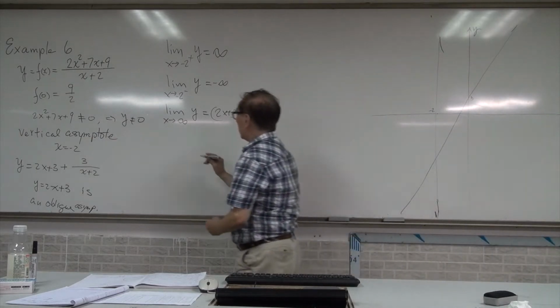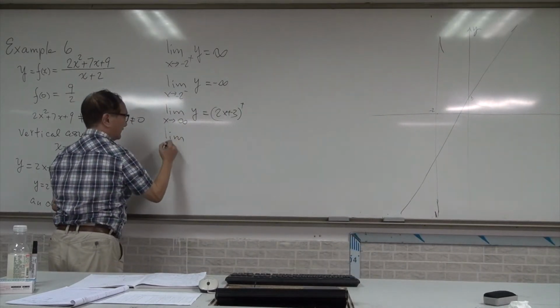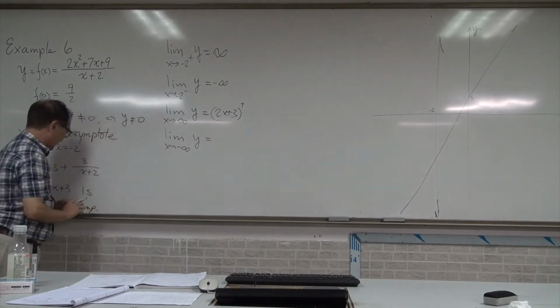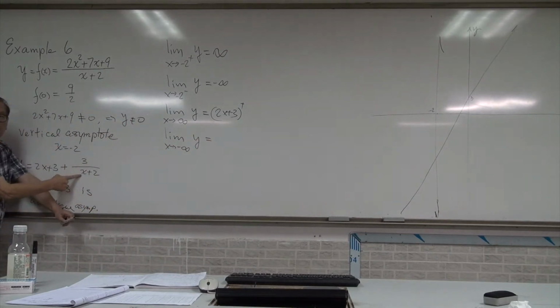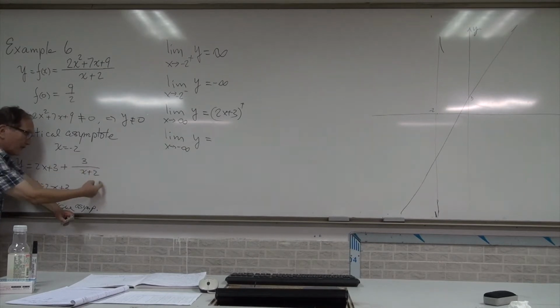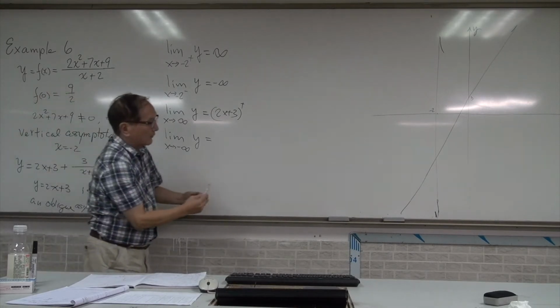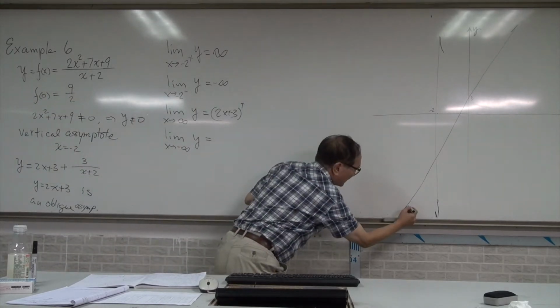And when x goes to very big negative, this is negative, very big, so this is a very small negative number. So y is 2x plus 3 plus a very small negative. That means y is approaching this asymptote, this line, but below it. Somewhere here, right? Somewhere here.